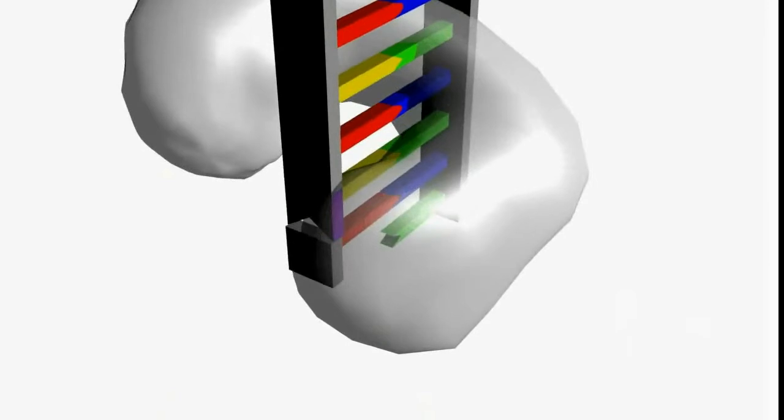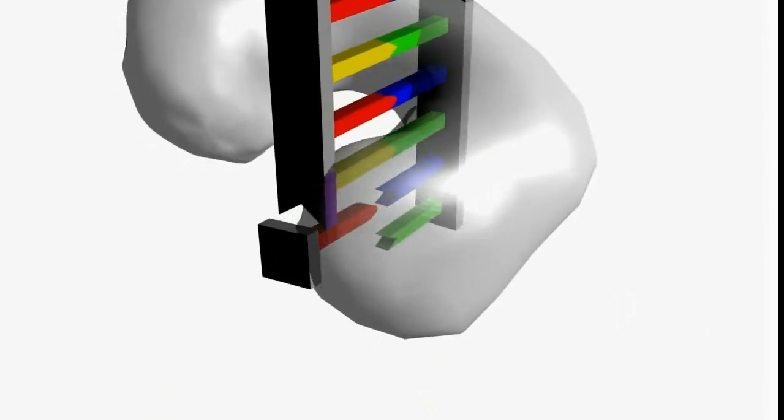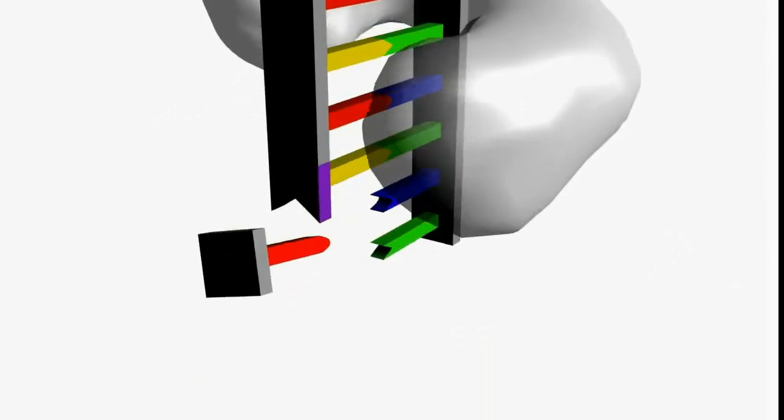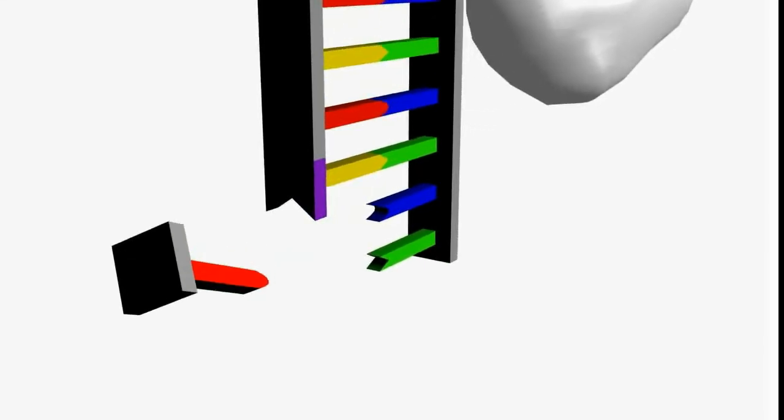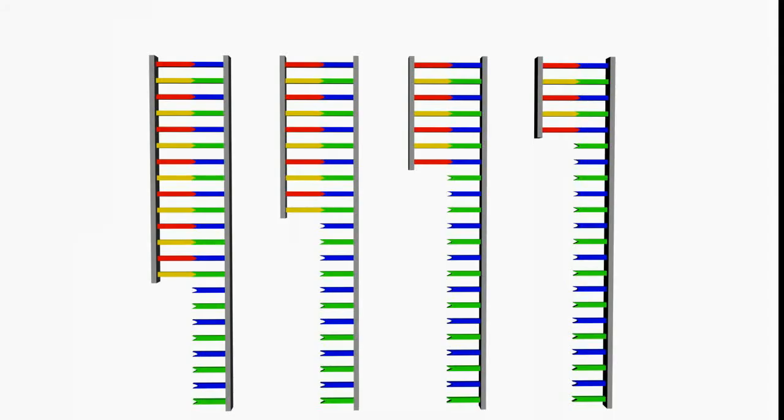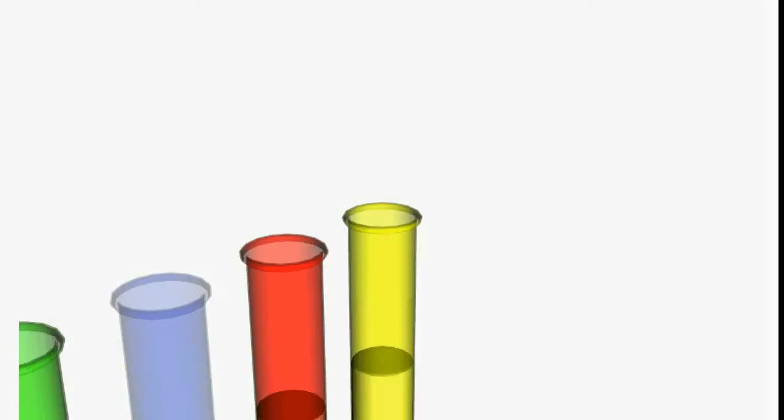And because the ddNTP will attach to every chain at different locations, we will have different lengths of chains, which can be separated according to length. Since the ddNTPs are fluorescently labeled, it is possible to detect the color of the last base of this fragment on an automated sequencer.